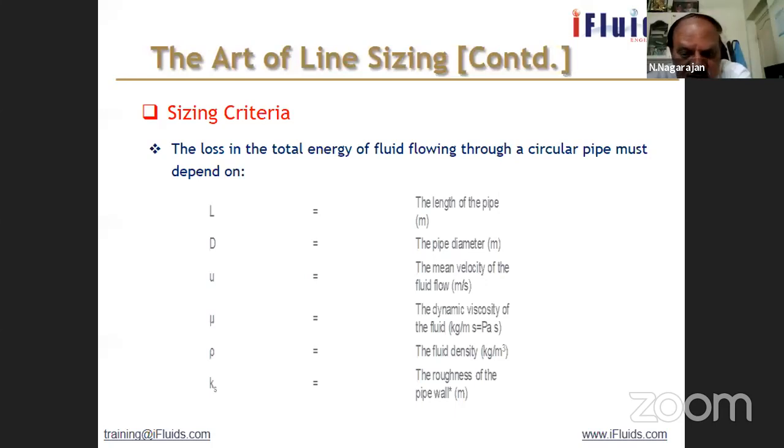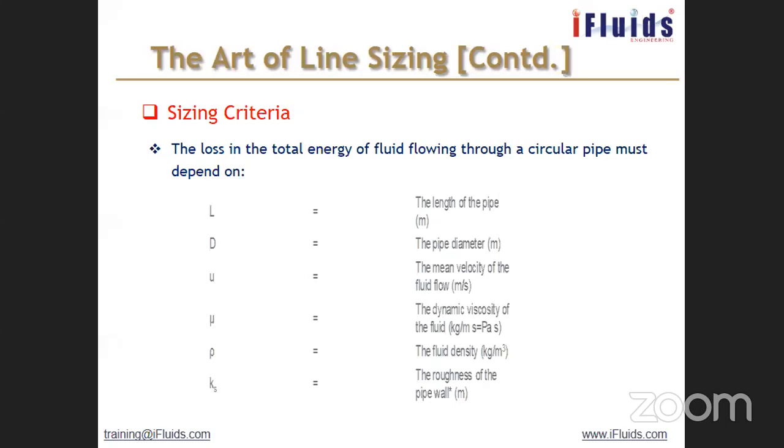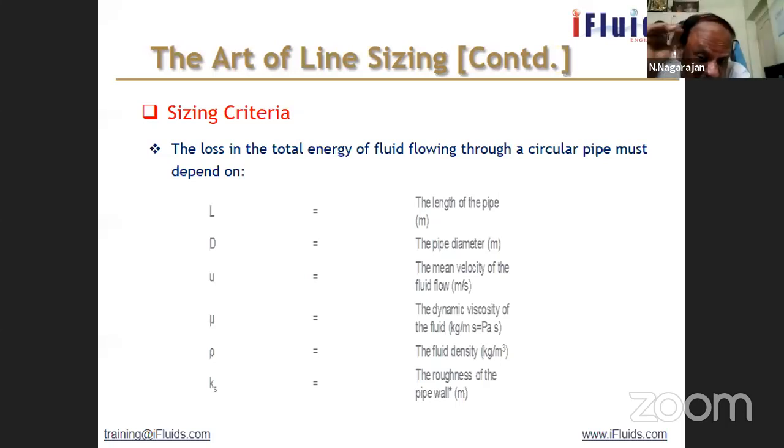Then mu is the viscosity of the fluid. You all know viscosity is another important parameter. And similarly density, fluid density in kilogram per meter cube. Here we have taken all in MKS units, and then the roughness of the pipe. So the pipe may look smooth to the naked eye, but if you put it below the microscope, you will see a lot of ups and downs in the pipe wall. That is called roughness. That roughness causes the friction.